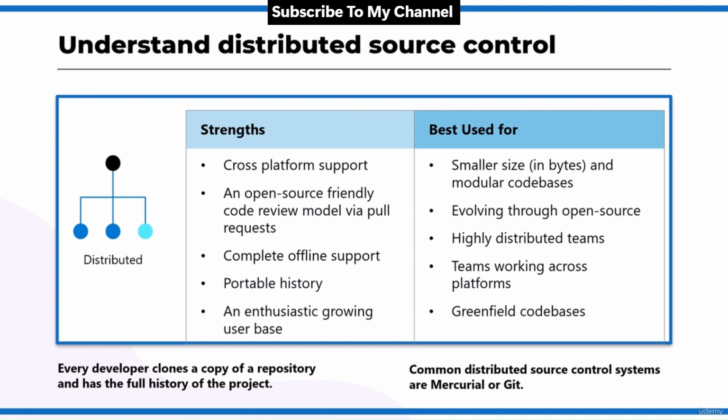Instead of that, every developer is going to clone a repository copy and has the project's complete history in their local storage available for them. The copy or the clone of the repository has all the original metadata associated with that. Now, this one comes with strengths: it can help you deal with cross-platform support. It has an open source friendly code review model via pull request. It allows you to work completely offline, and it has a portable history where you can configure what history you want to store in your local.